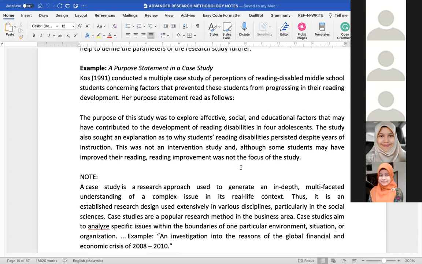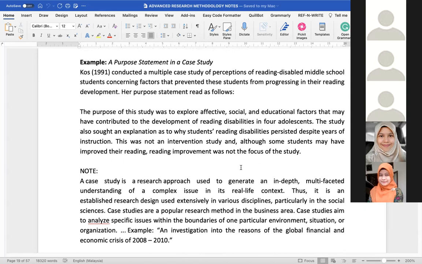It's very general at the beginning, and later on might need to be improved to be more specific. Note, a case study is a research approach used to generate an in-depth, multifaceted understanding of a complex issue in its real-life context. Thus, it is an established research design used extensively in various disciplines, particularly in the social sciences.